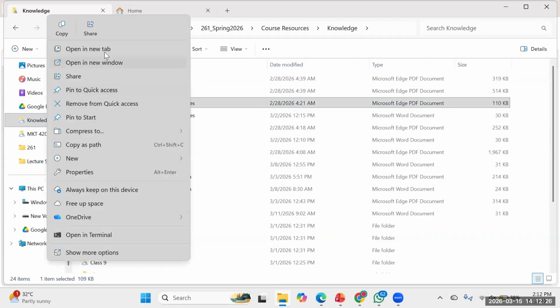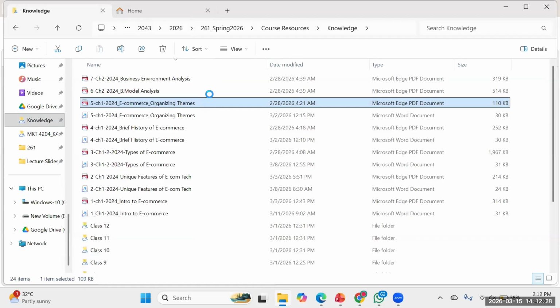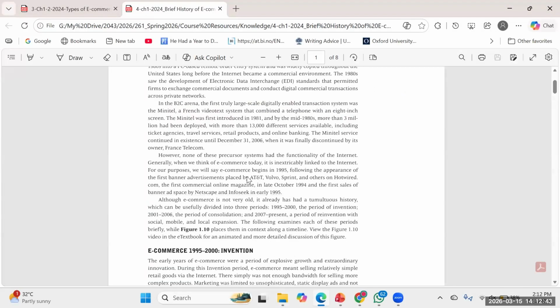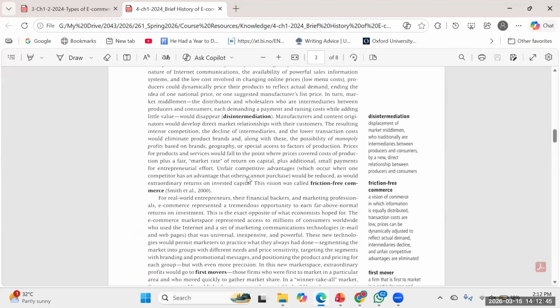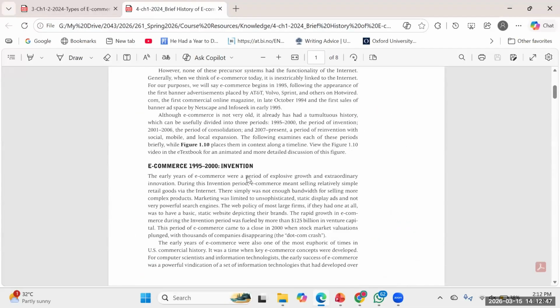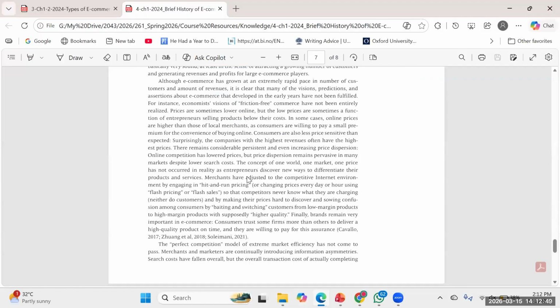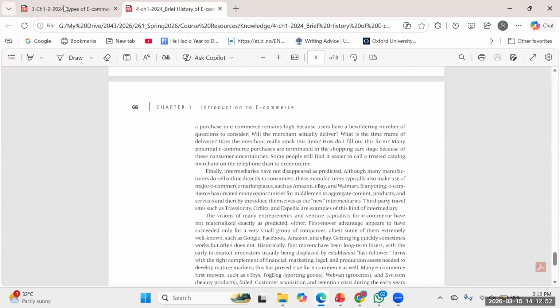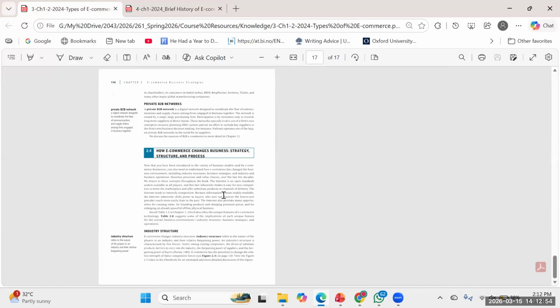Okay, so now we will see what we can discuss about the next topic, and the next topic is the brief history of e-commerce. In your textbook, we have shared the pages. It's basically pages 59 to 68, almost 9 pages.